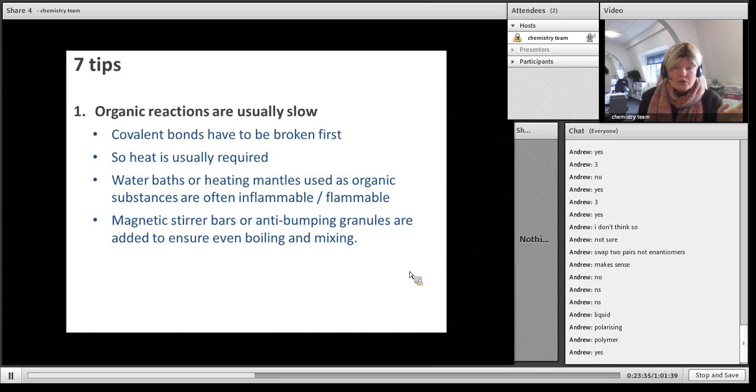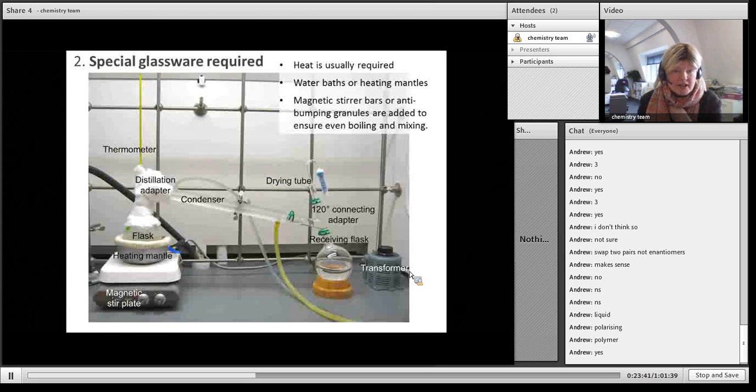Okay, so we use what I've said there, the water baths or heating mantles and magnetic stirrer bars, and I'll show what I mean here. So this is the heating mantle. You can see it's heated. This has been set up as a distillation system. You can see we need special glassware. That's not normal that you've come across in your inorganic reactions.